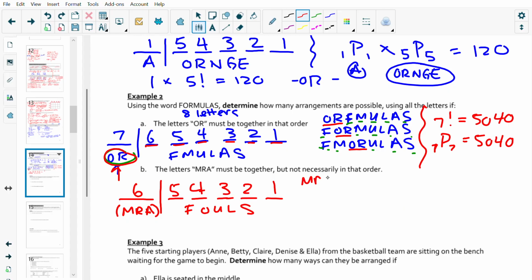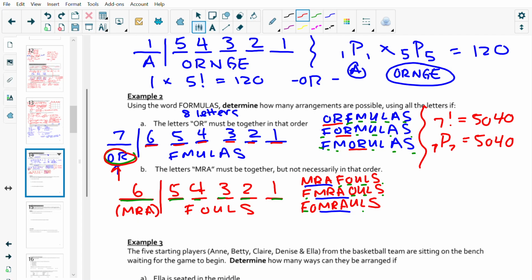So to demonstrate, MRA, FOULS, FMRA, OULS. Okay, so FOMRA, ULS, and you can see that the MRA block is staying together. Okay, but also consider that all these other letters are moving around as well, and that's accounted for with the way our factorial is set up.